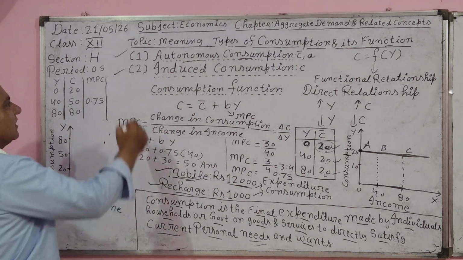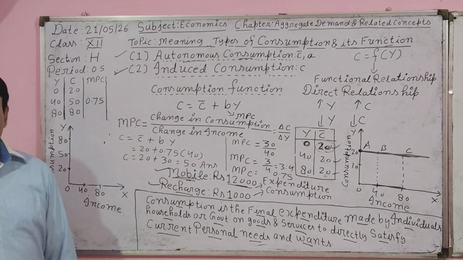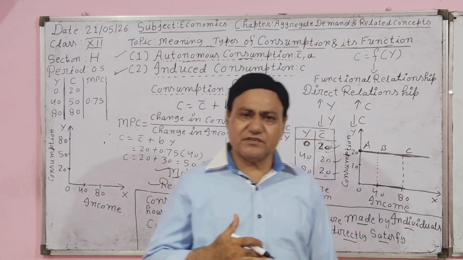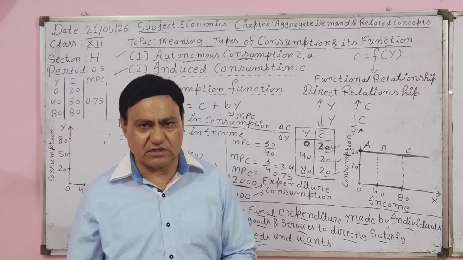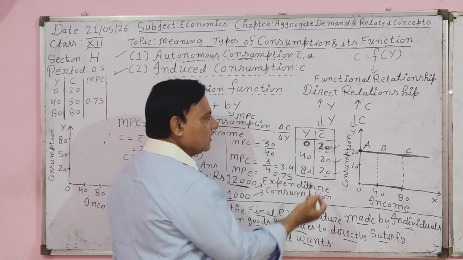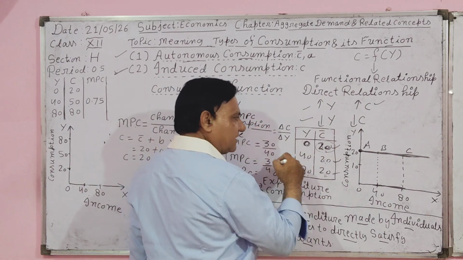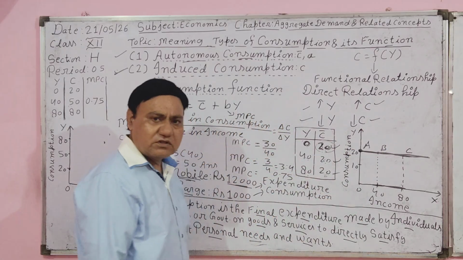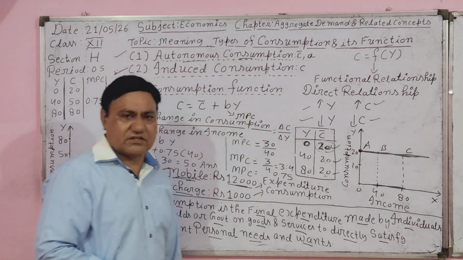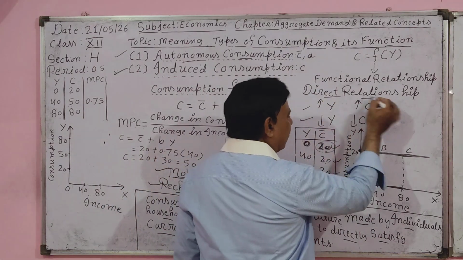The second type of consumption is induced consumption. Induced consumption is that consumption which depends upon level of income. Whenever income increases, consumption will also increase. Whenever income decreases, consumption will also decrease. Both income and consumption move in the same direction. There is a direct relationship between income and consumption.